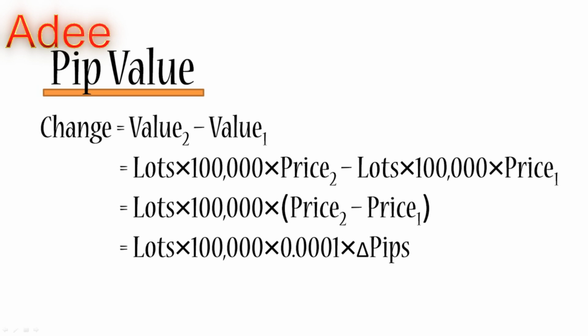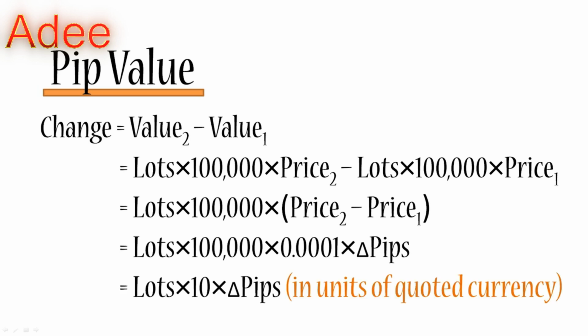And we know that regardless of whether we're using a 4-digit or 5-digit broker, pip is always 0.0001. So here we're replacing price 2 minus price 1 with delta pips times 0.0001. And next, we get rid of the 100,000 times 0.0001, which gives us 10. So the change in value is always equal to lots times 10 times delta pips and is measured in the units of quoted currency.